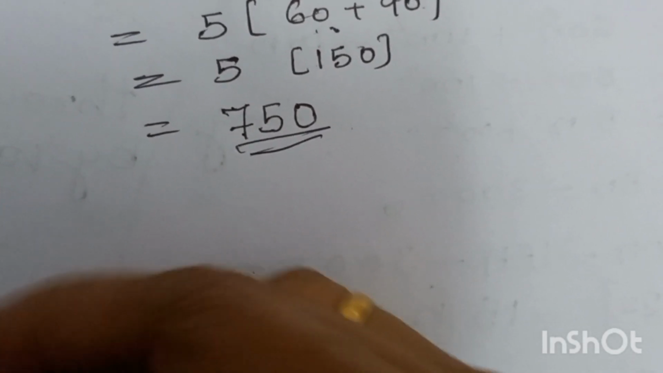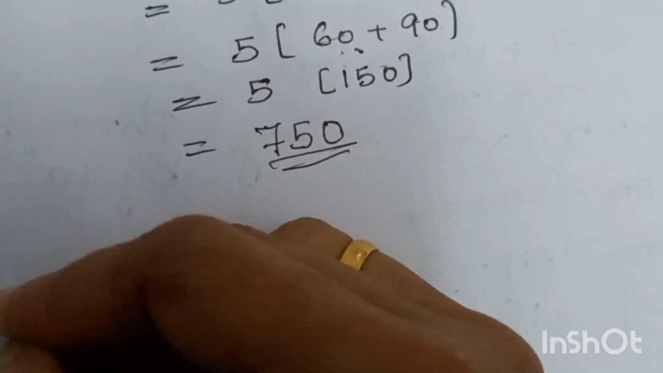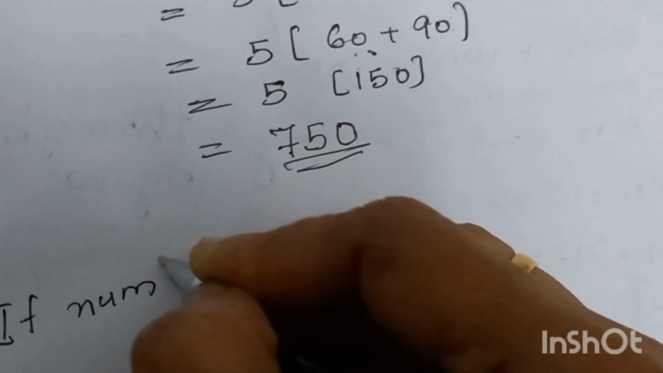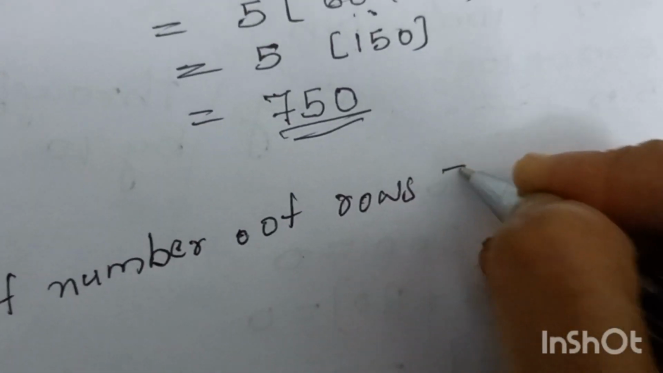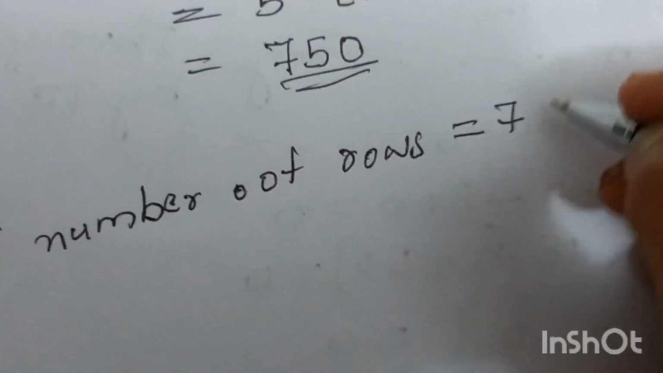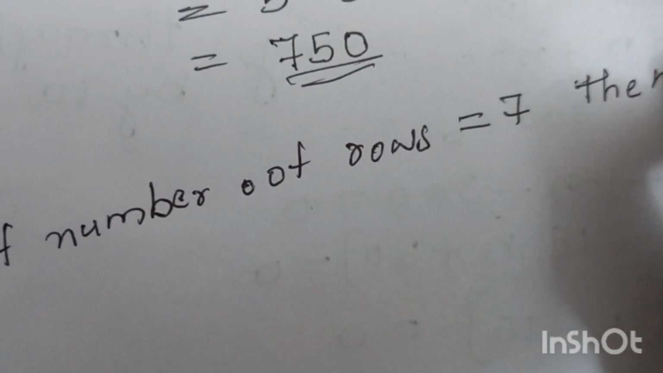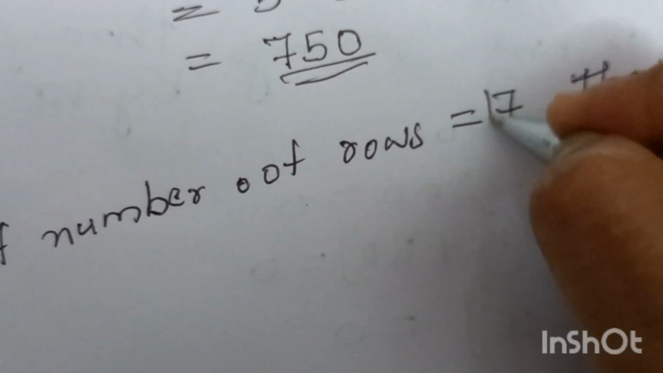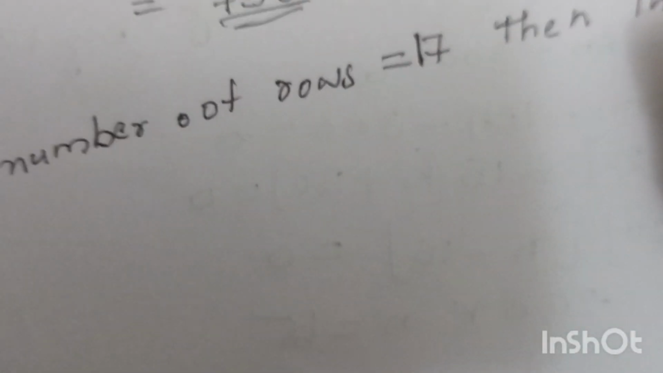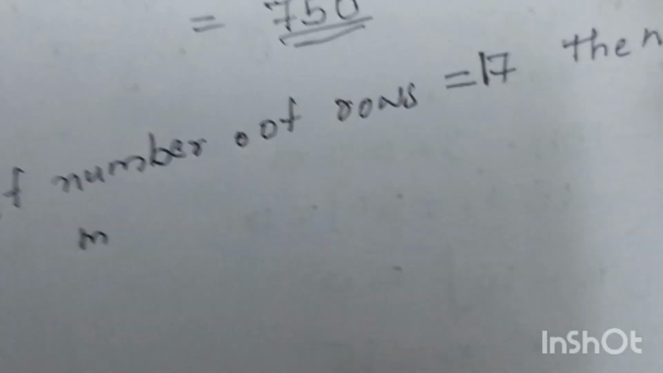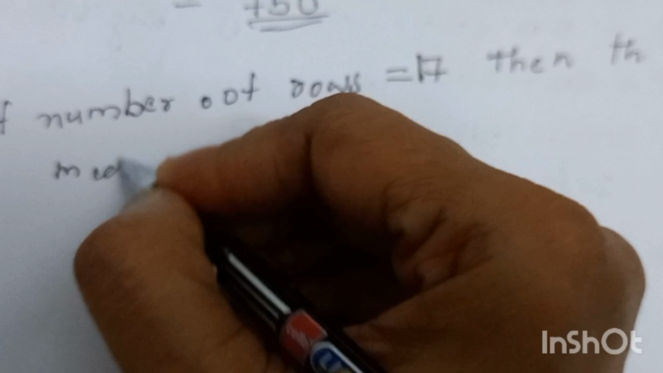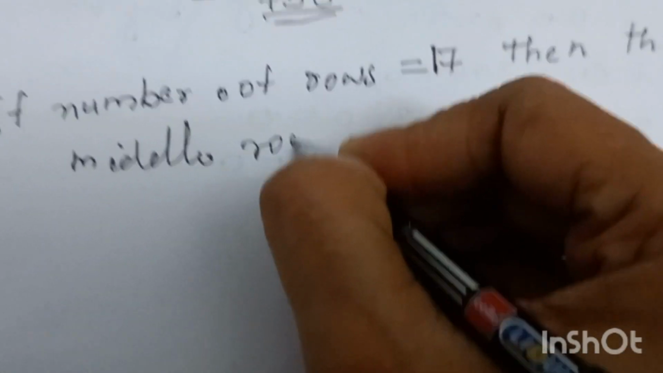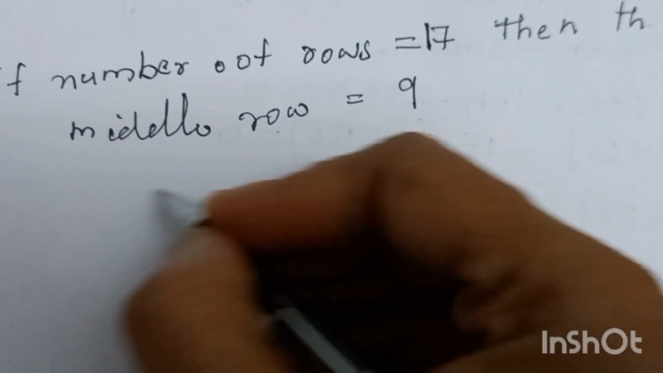Now, if the number of rows is equal to 17, then the middle row is equal to 9.